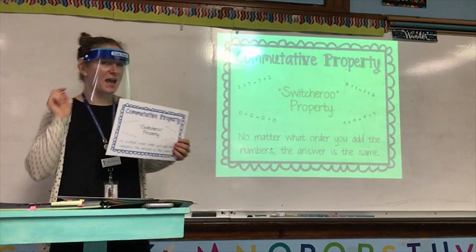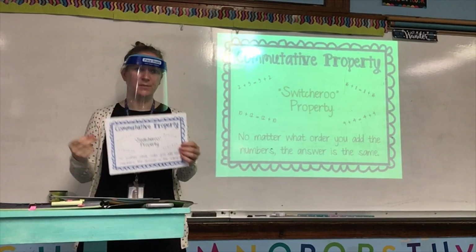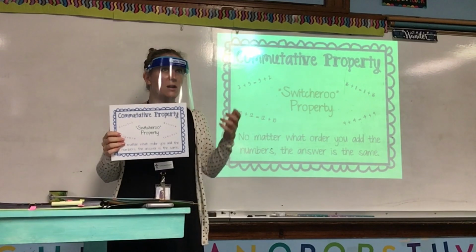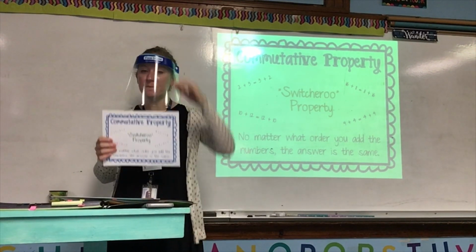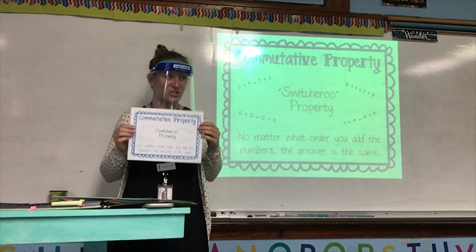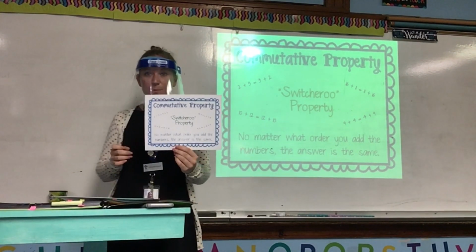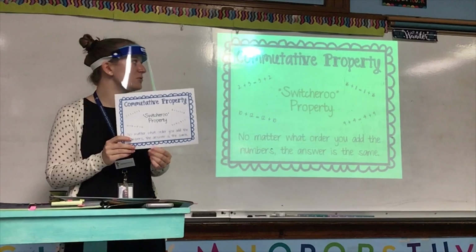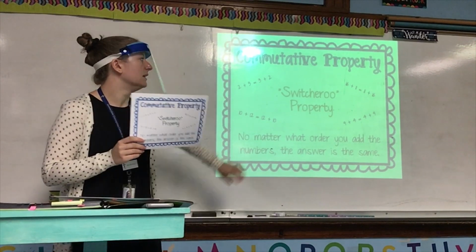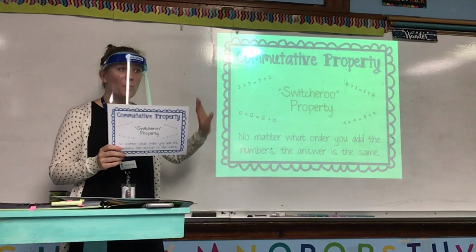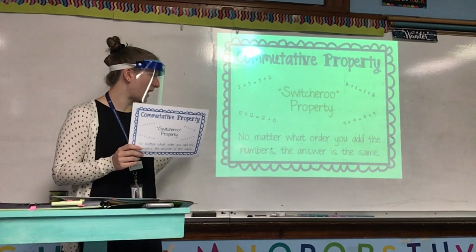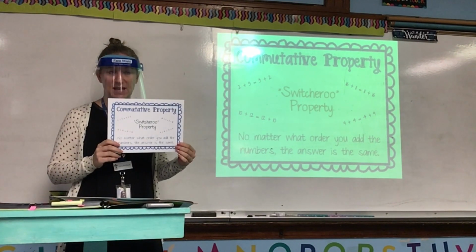Okay, so we're looking at the commutative property. Everything we learned today is going to be about these properties of addition and subtraction rules. The first property of addition is the commutative property. Its nickname is the switcheroo property because no matter what order you add numbers, the answer is the same.